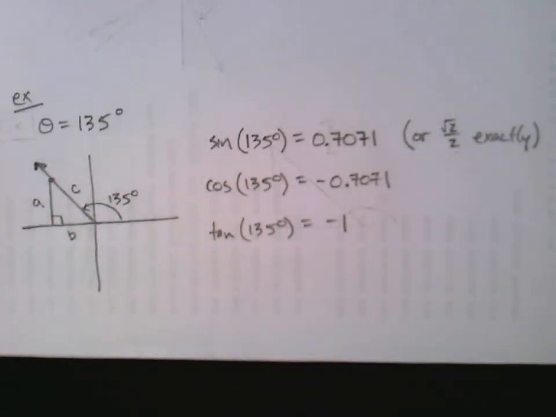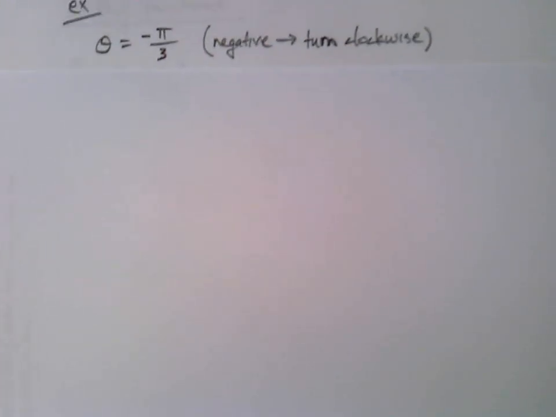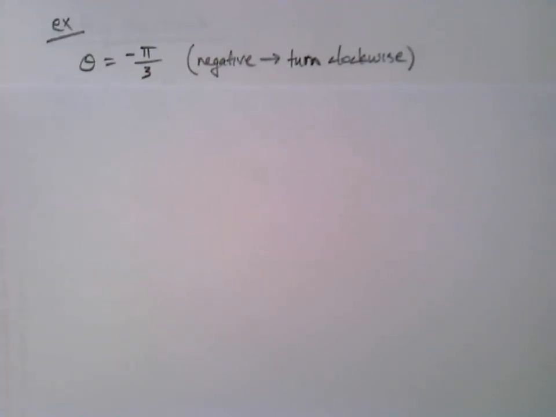Okay, very nice. Let's move to another example. I'm going to go with a radian value this time. In fact, I'm going to go with a negative radian value. Shake things up a little bit.